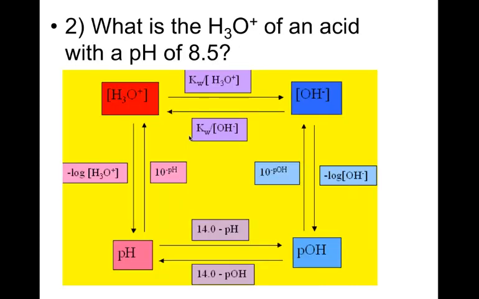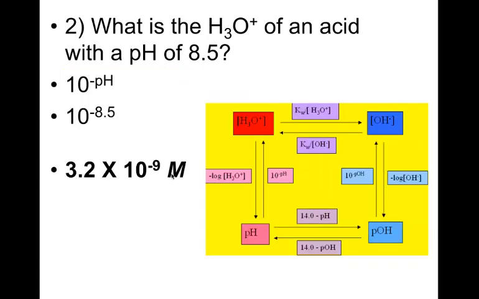So question number 2, what's the H3O plus of an acid with a pH of 8.5? So if the pH is 8.5 and we're going up to H3O plus, that's going to be 10 to the negative pH power. 10 to the negative pH power is 10 to the negative 8.5, which is going to be 3.2 times 10 to the negative 9 molarity.